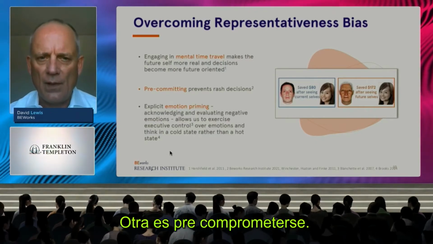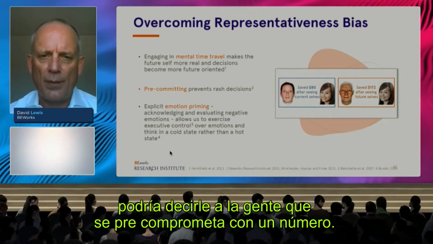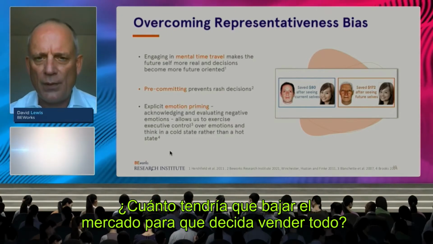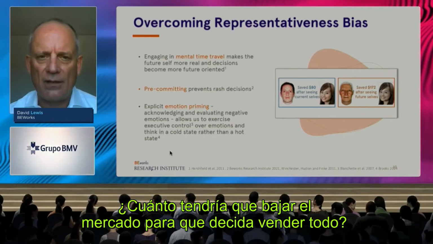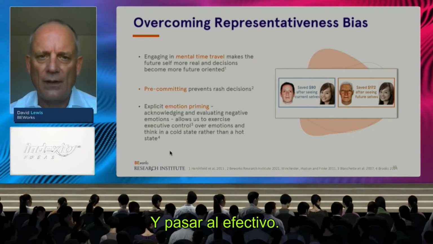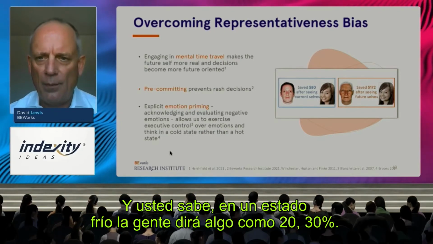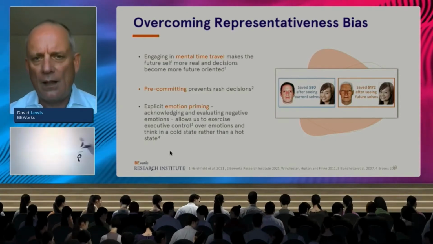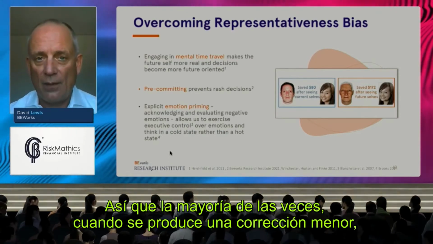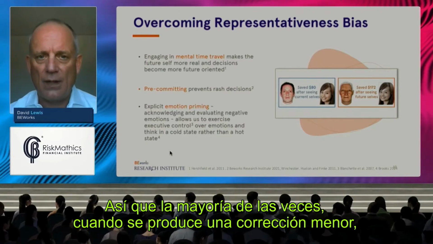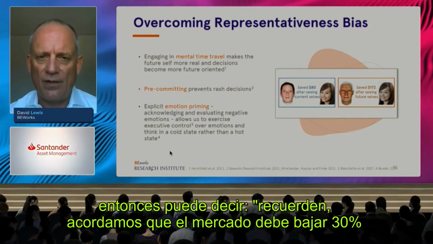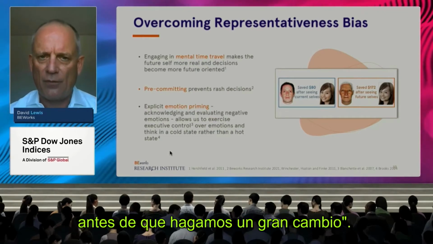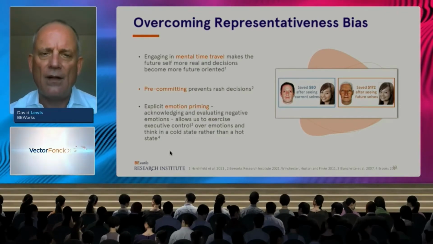Another is pre-committing. So as an example, you could tell people, let's pre-commit to a number. What's your number? How much would the market have to go down before you decide to sell everything and go into cash? And, in a cold state, people will say something like 20, 30%. And that's a very extreme event. So most of the time, when you get a minor correction, then you can say, remember, we agreed the market has to go down 30% before we're going to make a big change.